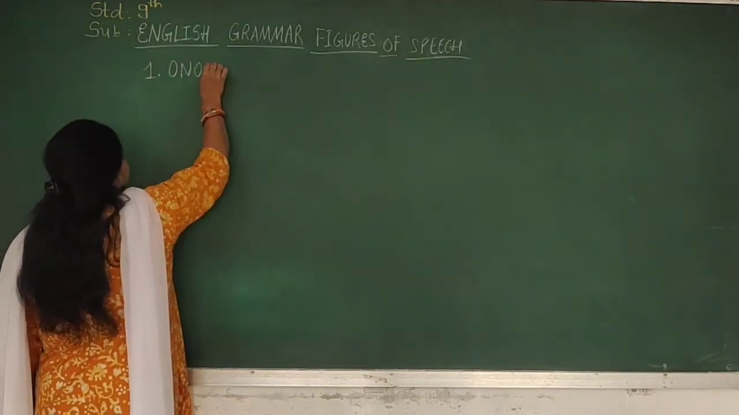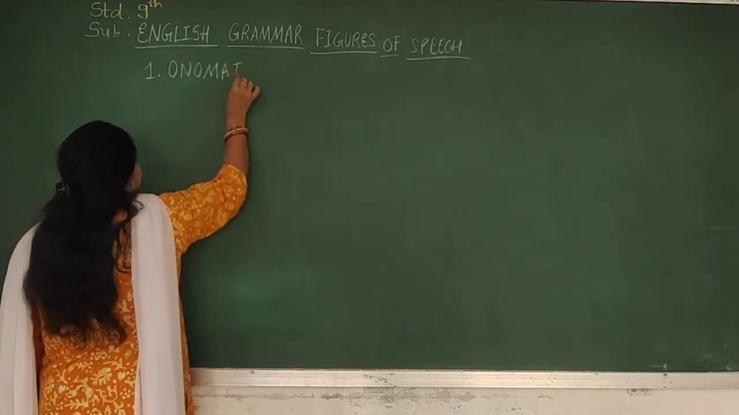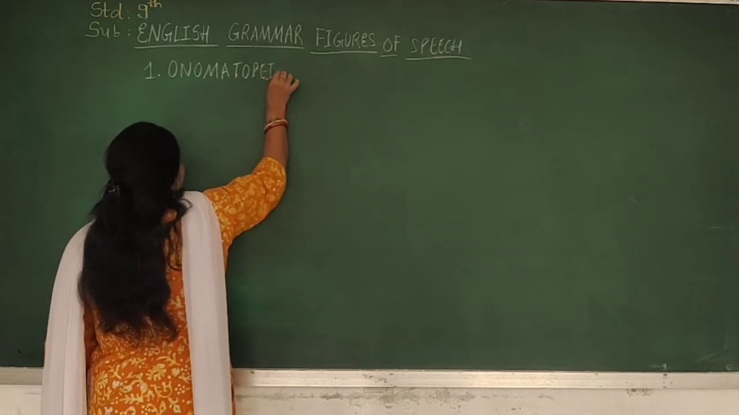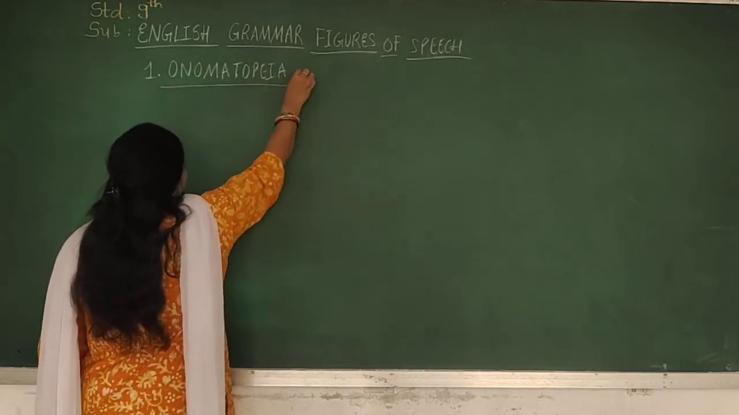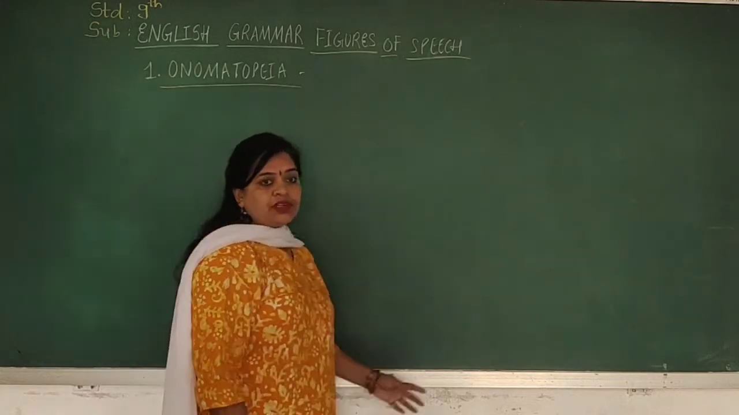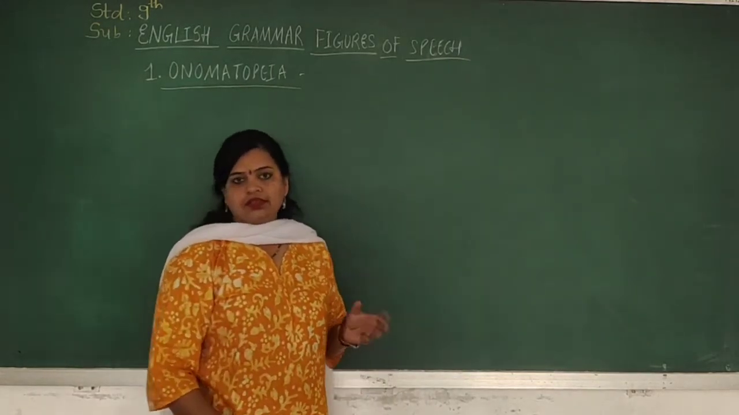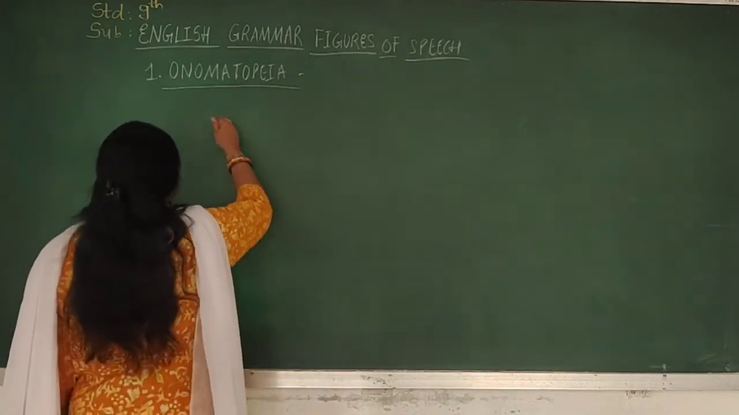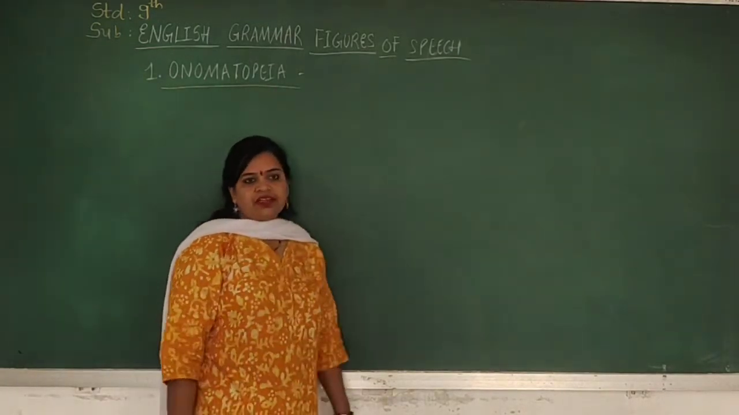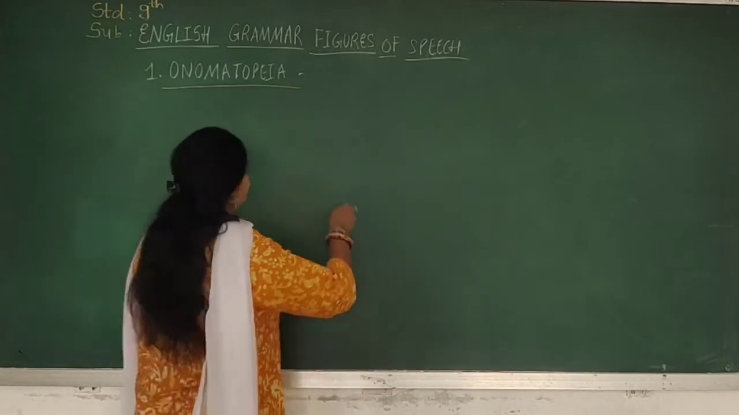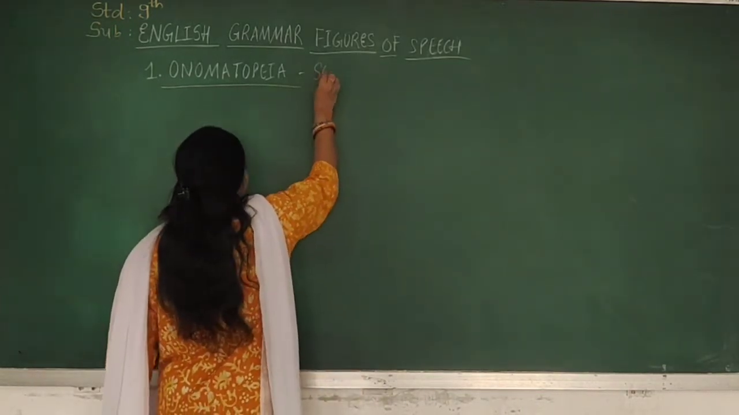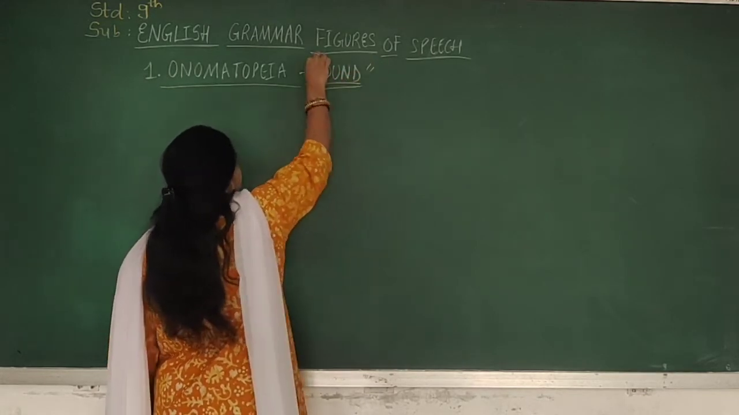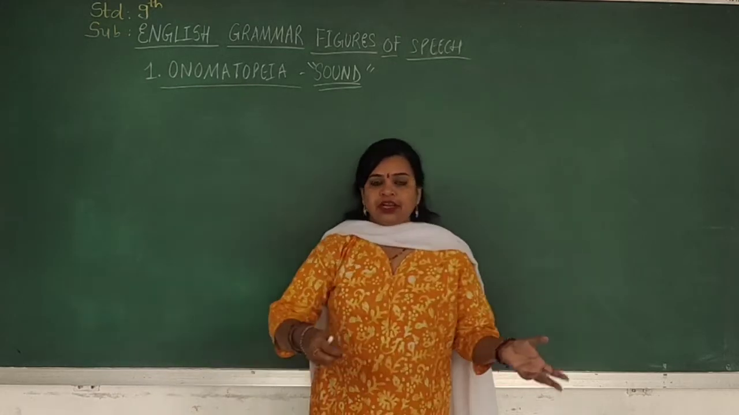First of all, onomatopoeia. As the name is there, it's not at all difficult. It's very, very easy. How is it pronounced? Onomatopoeia. The last part will be a very soft sound at the end. Okay, what does that mean? It means sound. Simply remember that word: sound. It means the word is made up of sound.